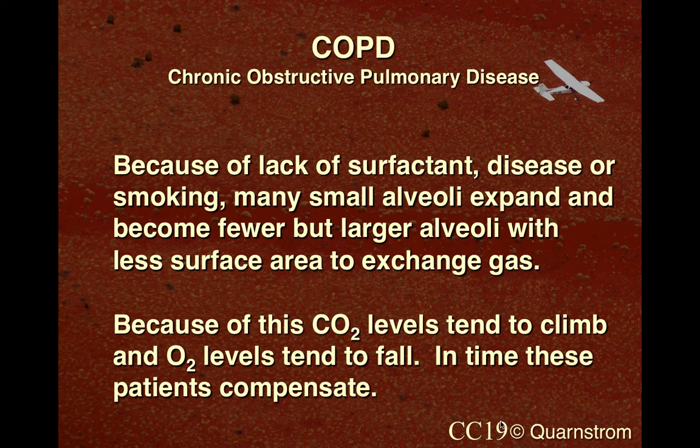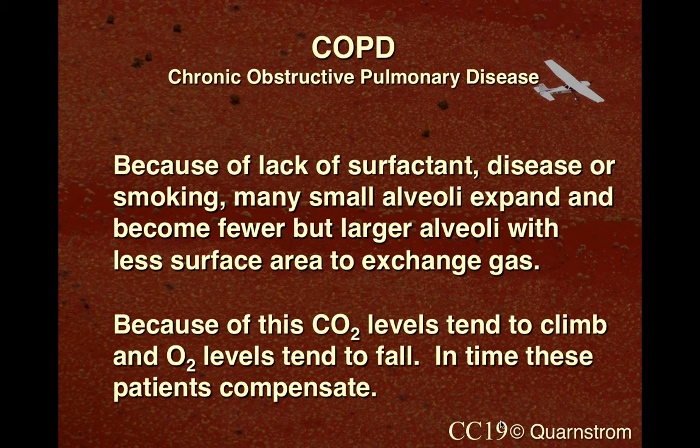But let's look at chronic obstructive pulmonary disease. These people have a lack of surfactant. Surfactant is a chemical our lungs produce that tends to keep the alveoli at the same level they were. So little alveoli stay small, bigger alveoli remain a little bit bigger. Without surfactant, the small alveoli will tend to expand and there will be fewer and fewer of them, but the patient will have large alveoli. This means they have less surface area in their lungs to exchange gas.